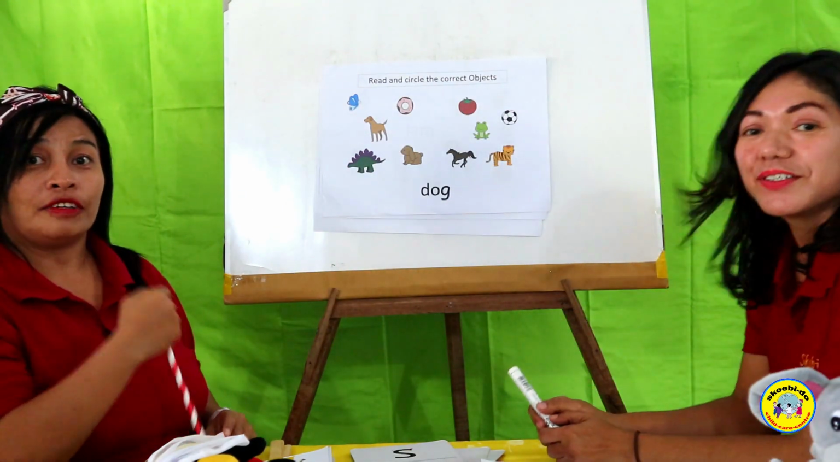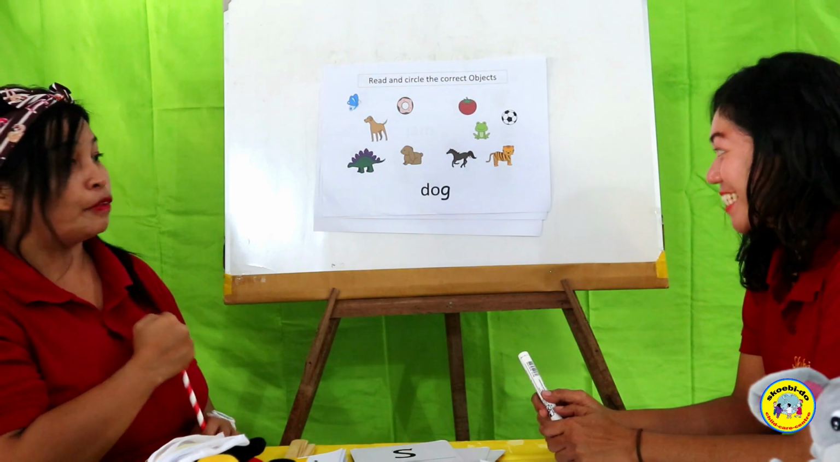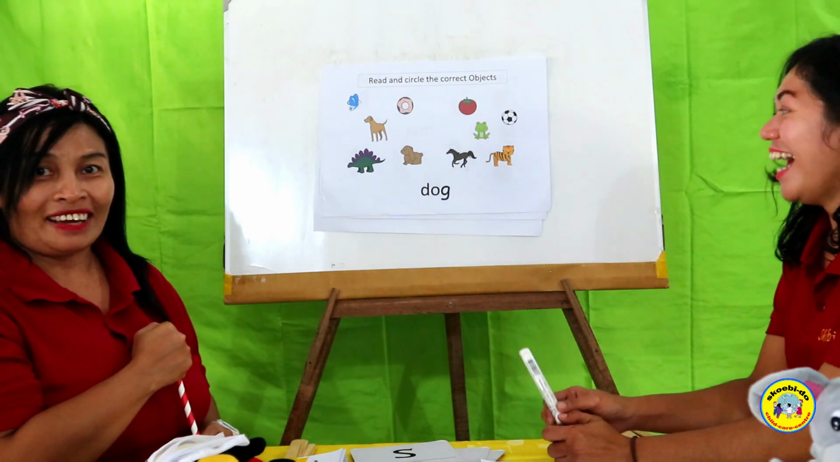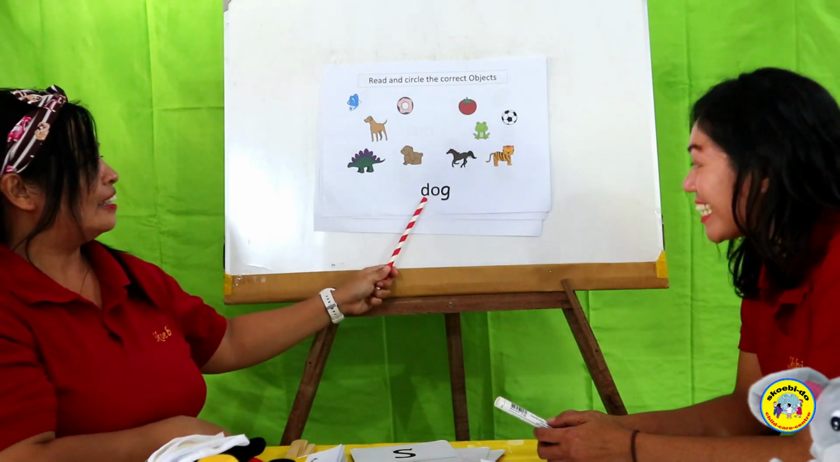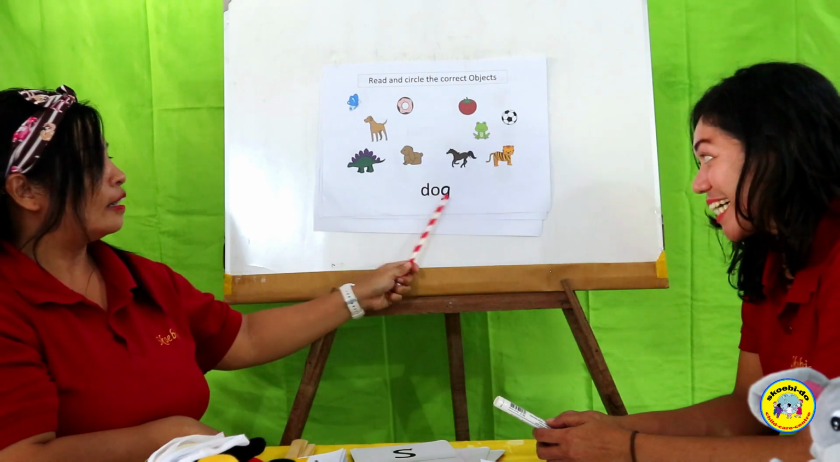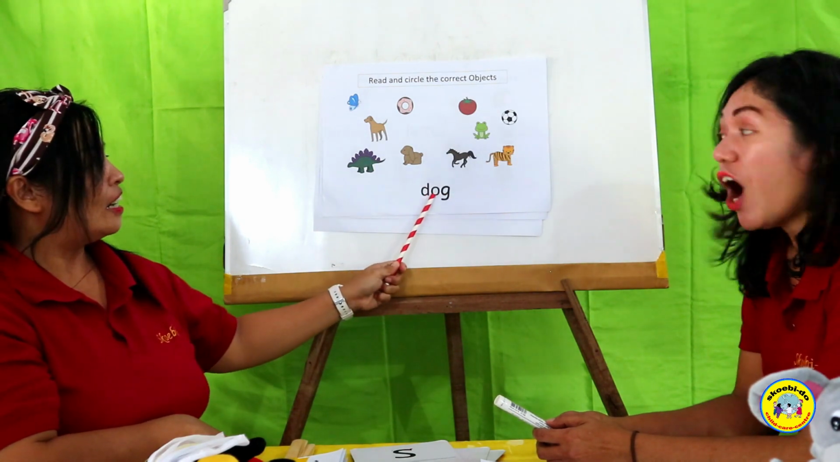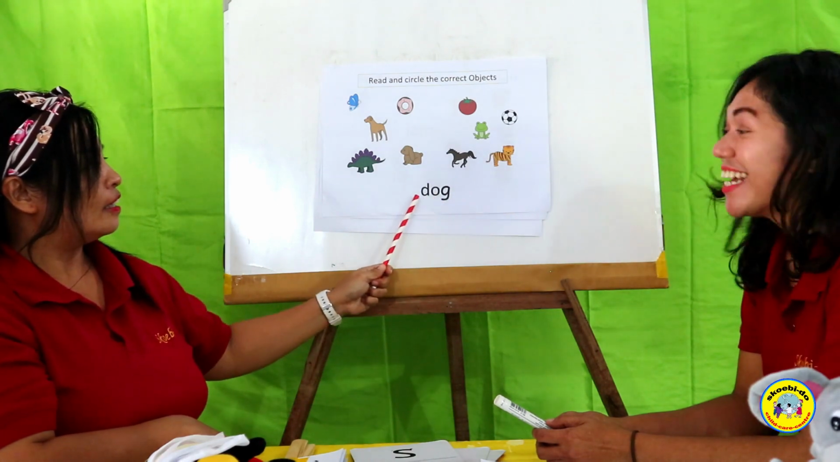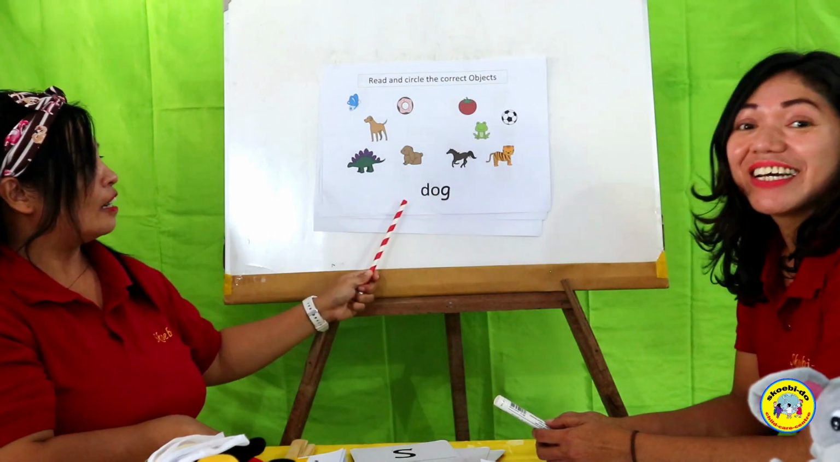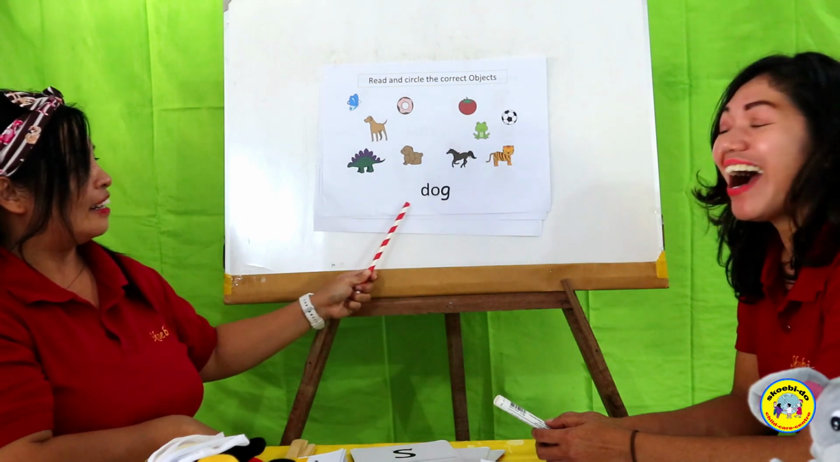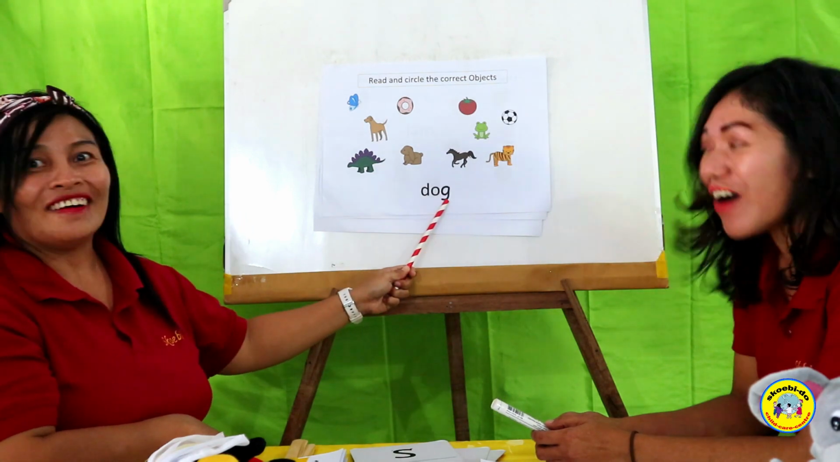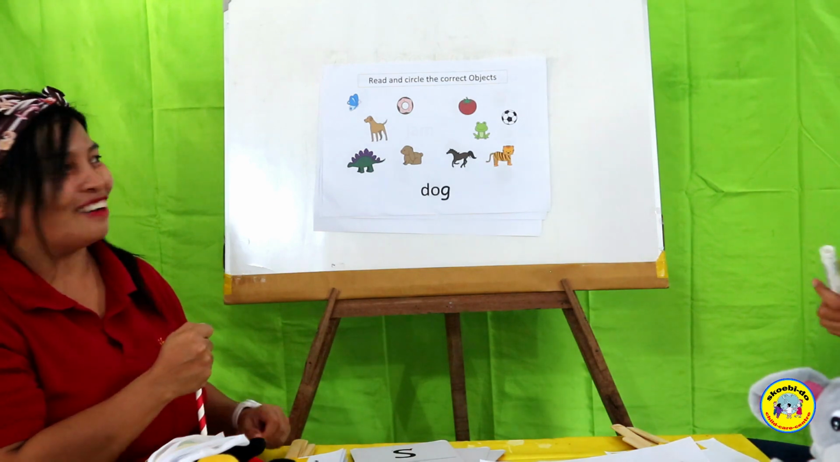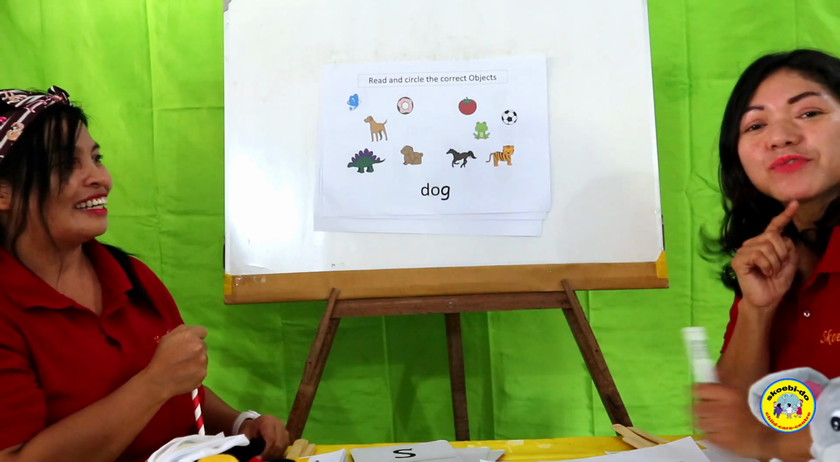Now we start with reading the words first before you circle the object. The d o g. Dog. Wow, very good answer, kids.